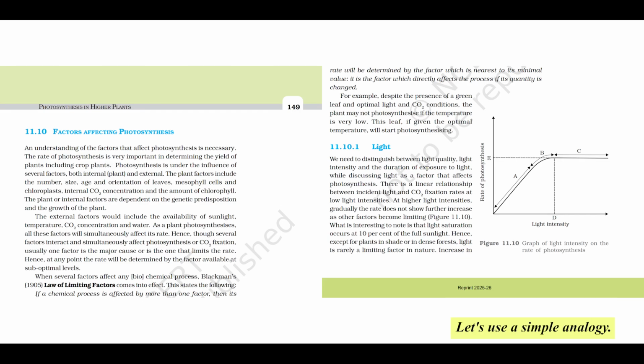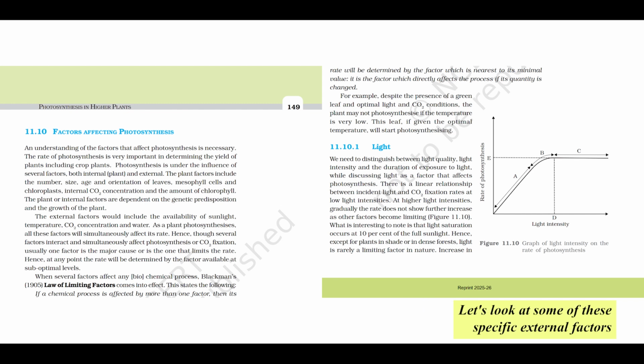Let's use a simple analogy. Imagine you're assembling cars on a production line. You need chassis, engines, and wheels. Even if you have hundreds of chassis and engines ready, if you only have enough wheels for 10 cars per hour, you can only make 10 cars per hour. The wheels are the limiting factor. Similarly, in photosynthesis, if a plant has plenty of water and sunlight, but the CO2 concentration is very low, the rate will be limited by CO2. Increasing light or water won't help much until CO2 levels rise.